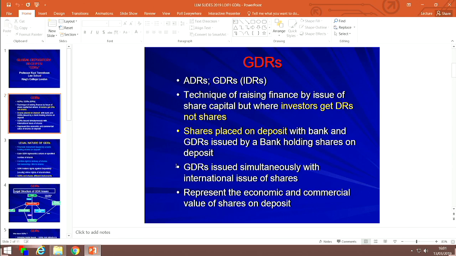The bank, having taken the deposit of shares, simultaneously issues global depository receipts to investors instead of distributing the shares. The two financial instruments, the shares and the GDRs, are in practice issued simultaneously. It lands in your bank's deposit vault, and then on the back of it GDRs are issued. The GDRs are structured so that they represent the economic and commercial value of the shares on deposit. But they're not shares. Very important factor to remember. They are not shares, and they are independent financial instruments from the shares.